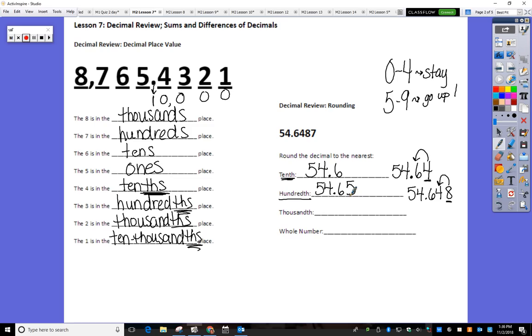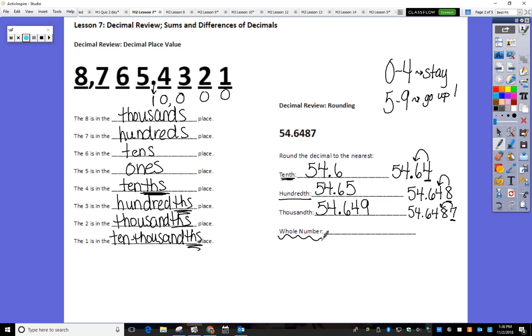To round to the nearest thousandth, I need to go to the 10,000ths place, so it's the entire number written out. The 7 is going to tell the 8 what to do, and since 7 falls in here, it's going to tell the 8 to go up 1. So this becomes 54.649.